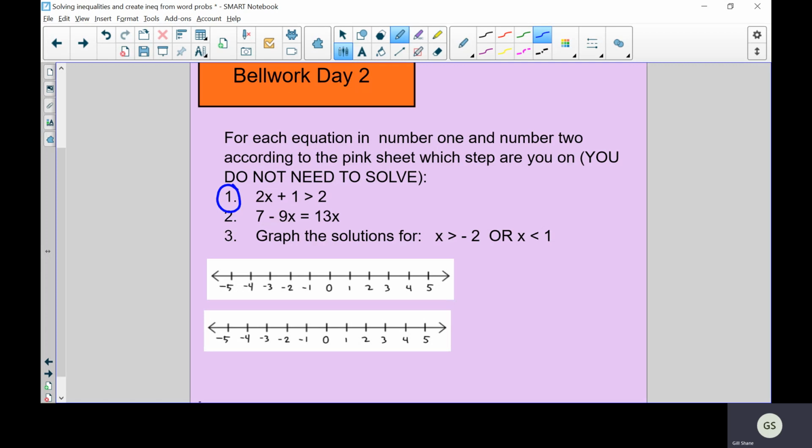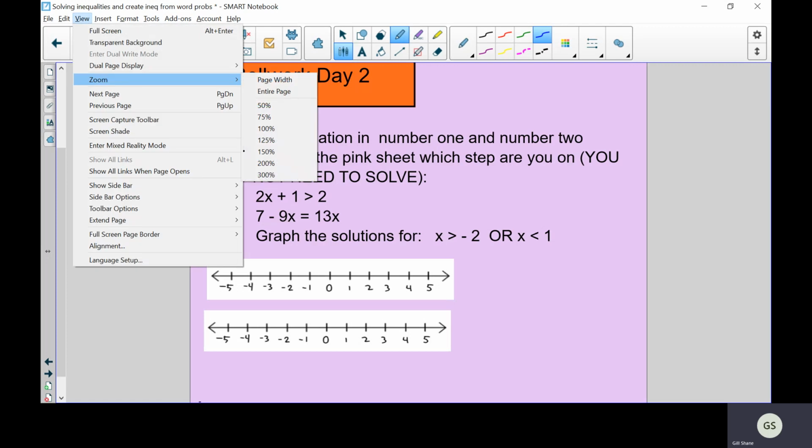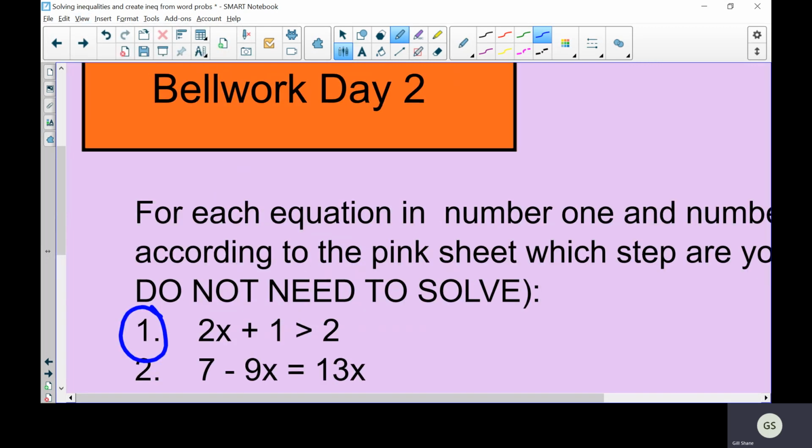So step 1 would be, do we have the distributive property? Well, we do not have parentheses, so we don't have the distributive property. So we move past that. Step 2 would be, do we have like terms on the left side of the equation? Well, this is the left side of the equation, always separated by wherever the symbol is, whether it's an equal sign or an inequality sign, doesn't matter.